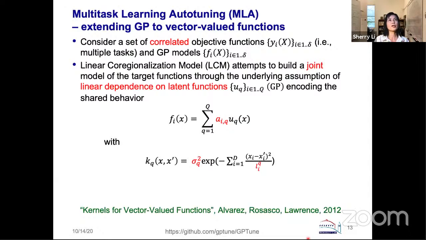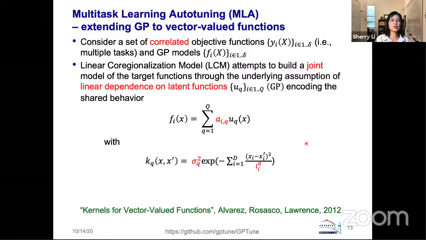And then the question here is that this delta is 10. And whether you can use these multiple function evaluations to help you build the GP models, which is cheaper to build and also as accurate as if you do each task one at a time. And the particular model we're using here is called the linear co-regionalization model, LCM.